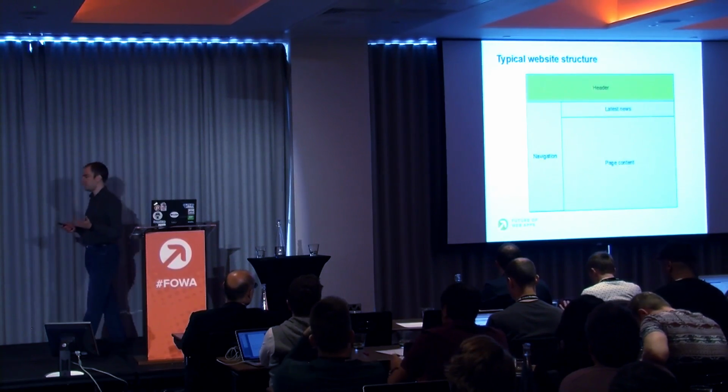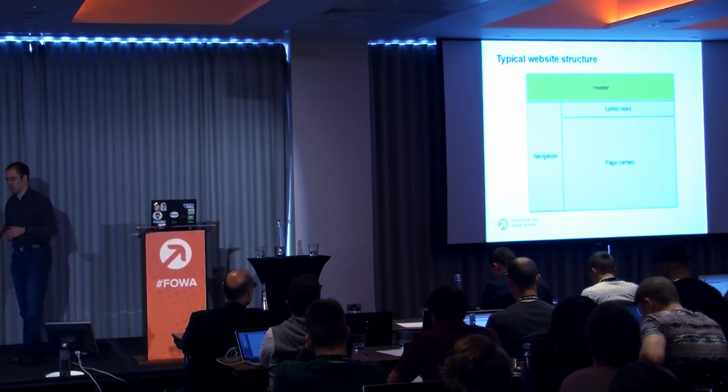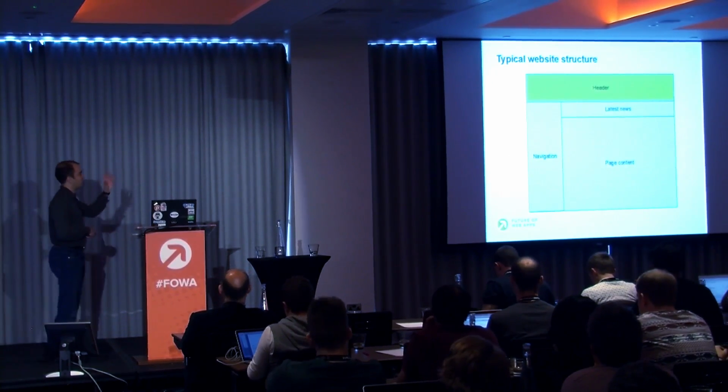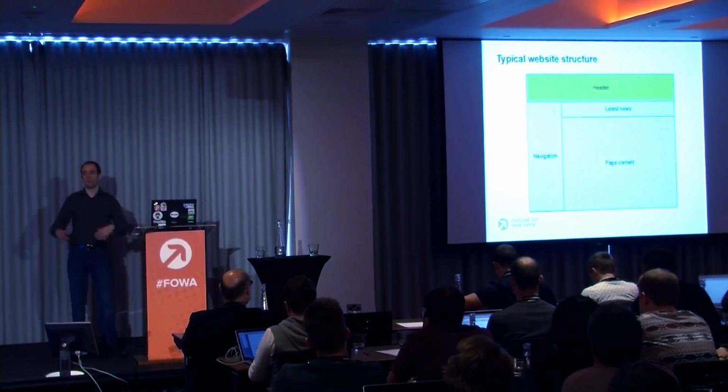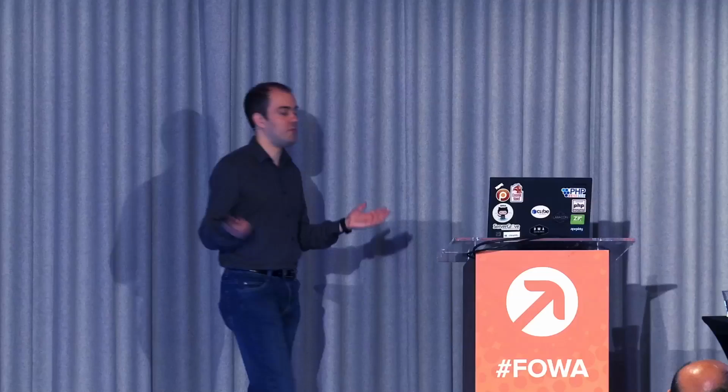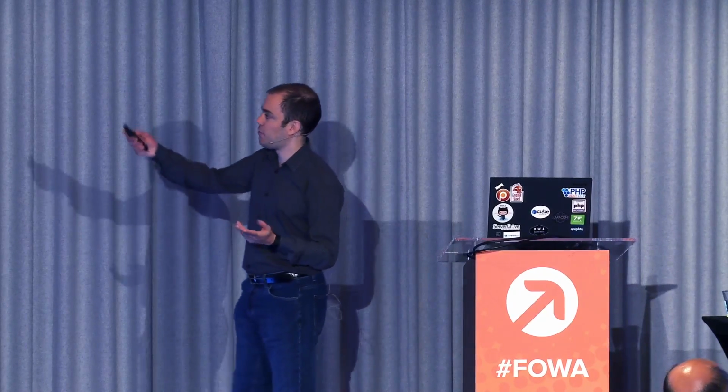So let's look at a typical website. This is just a sample structure. A typical website might have a header and of course a footer somewhere, which might contain, I don't know, the logo and maybe a login button and contact information, stuff like that. And you have a navigation structure, and you might have a block where you have the latest news, and then your actual content of a page. This is just an example of what a typical website could look like.